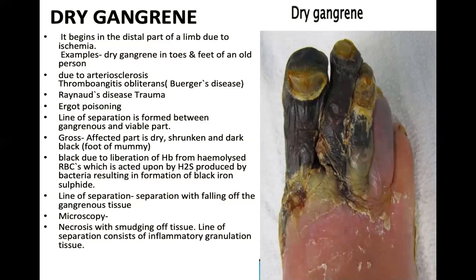Line of separation, separation with falling off the gangrenous tissue. Okay? Kaya nga di ba class, usually walang ibang aid for this type of gangrene kundi amputation. Okay? Puputulin talaga siya para maiwasan yung pagkalat ng infection. Necrosis with smudging of tissues. Line of separation consists of inflammatory granulation tissues.